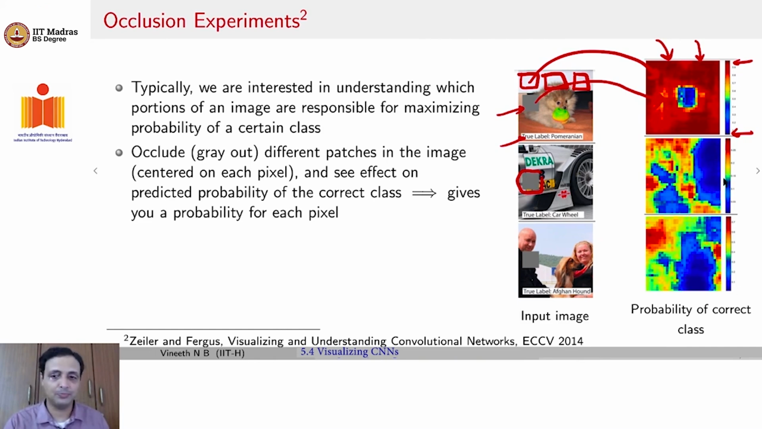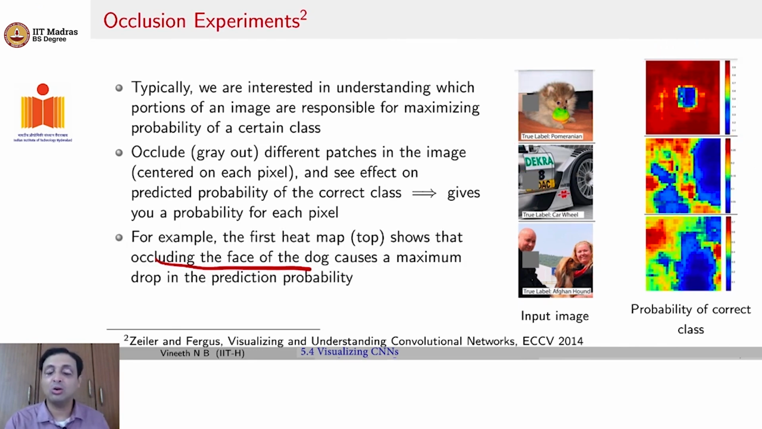The third image, more challenging, has two humans and a dog in between them, an Afghan hound, which is the true label. You once again see that when the pixels corresponding to the dog are occluded by the gray patch, the probability for the Afghan hound drops low. This is even trickier because there are humans and the model could have been biased or affected by their presence, but the model does well in this particular case. So occluding the face of the dog causes a maximum drop in the prediction probability.